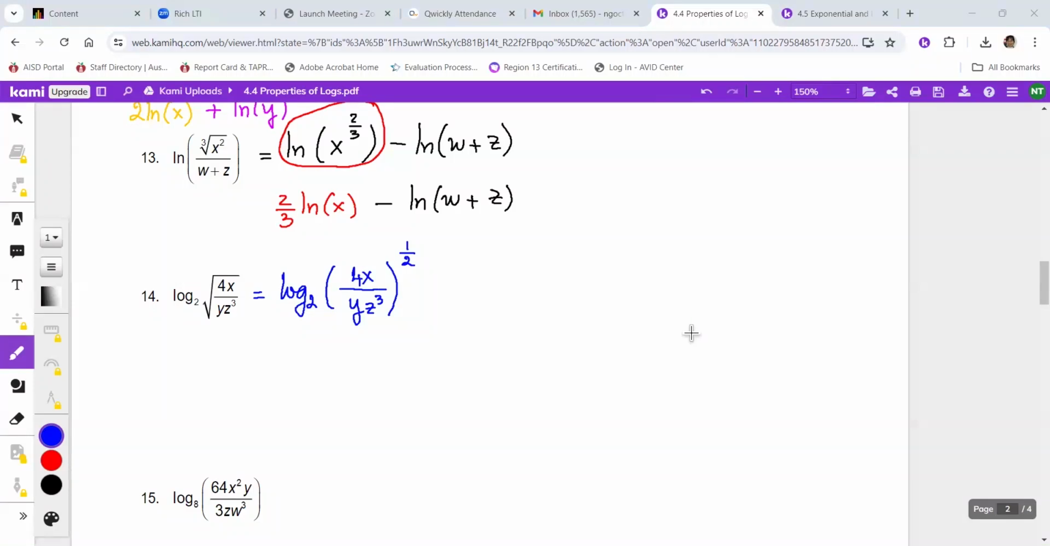Okay, so that will be our first step, as you can see right here. Okay, so now next, we are going to use the power property. So I'm going to go ahead and bring the fraction exponent 1/2 in front of our log base 2, and then copy the rest exactly the way it is.